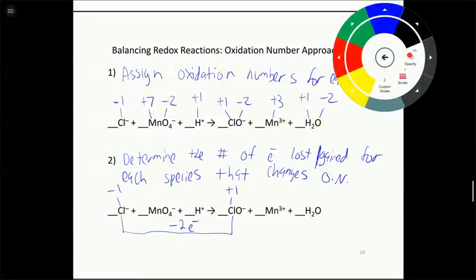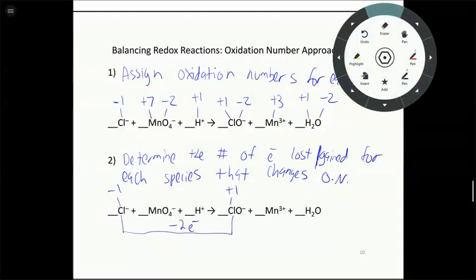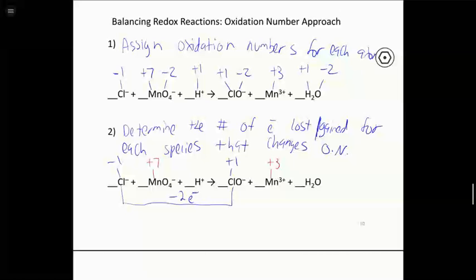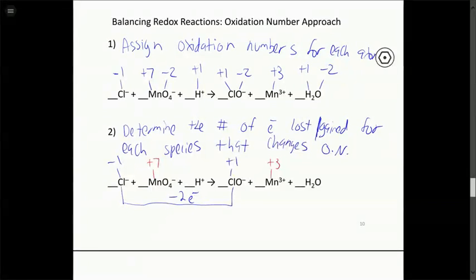So the other one that's changing is manganese. That one starts at +7 and ends up at +3. And so if we look at manganese here, we draw a tie line between those two.